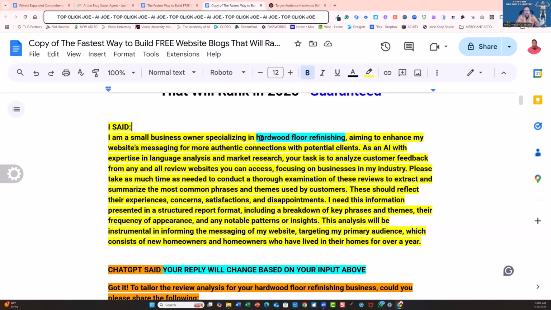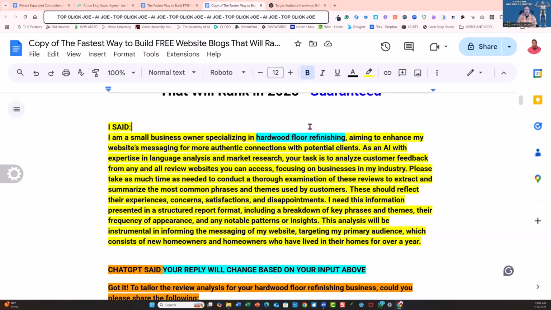I'm going to do it for a hardwood floor refinishing company. Okay, so this is already done, and I've copied everything. So you could be lawn care, you could be a carpet cleaner, you could be an attorney. It doesn't matter what it is. You're going to put who you are here. You're going to put your seed keyword.